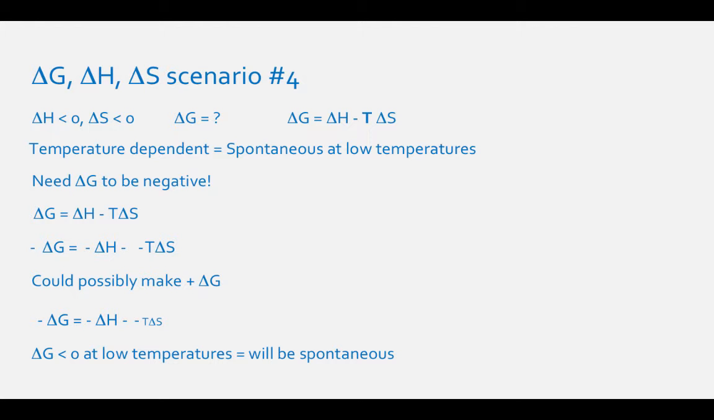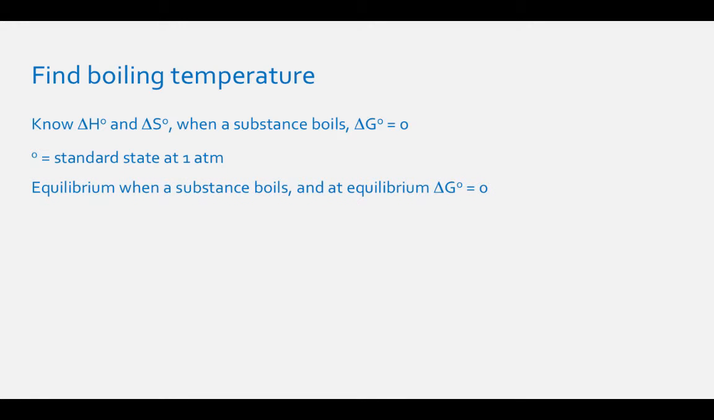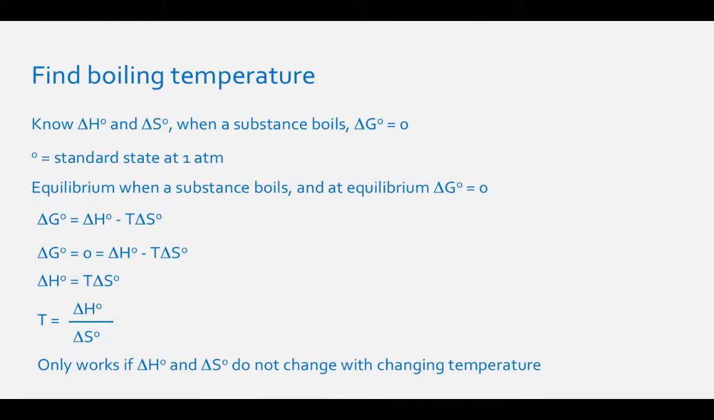To find the boiling temperature for a substance, if you know the standard delta H of vaporization and standard delta S, you can use the fact that when a substance boils, the standard delta G equals 0. All the standard means is that the substances are at their standard state at 1 atmosphere. This is because the system is at equilibrium when a substance boils, and at equilibrium, delta G equals 0. In our equation, if the standard delta G equals 0, then the standard delta H equals temperature times the standard delta S. Solve for temperature, which will equal standard delta H divided by standard delta S. This equation will only work, however, if standard delta H and standard delta S do not change much with changing temperature.